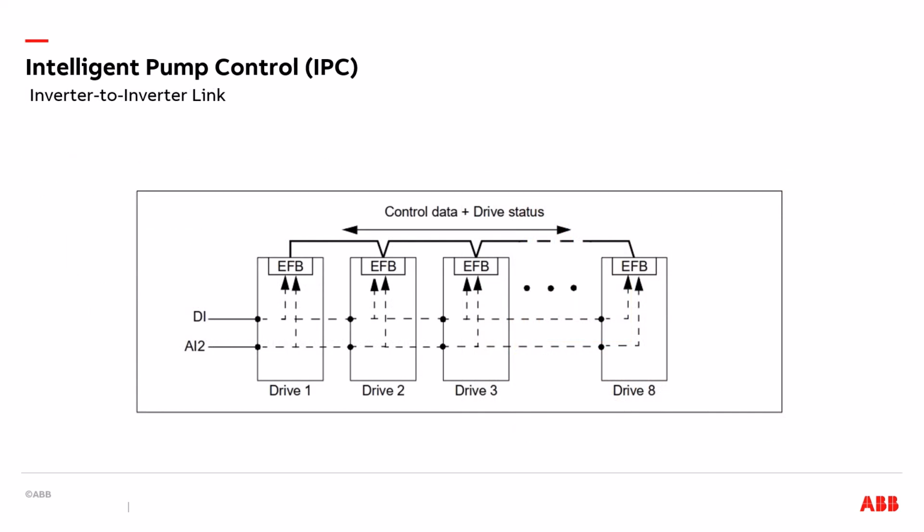In this diagram, we're showing drive 1 through drive 8 all have the embedded field bus connected to each other. We're showing that digital input 1 for the start-stop is wired to each one of the drives, and analog input 2 will be used for a PID loop wired to each one of the individual drives. This allows any individual drive to be used as a drive master, and with the master strategy, any drive can become the master, allowing for a high level of redundancy.